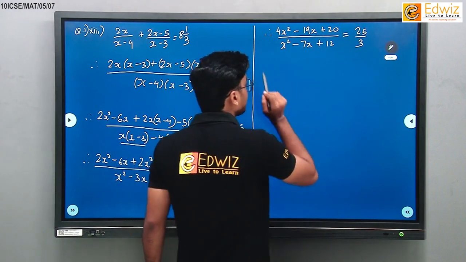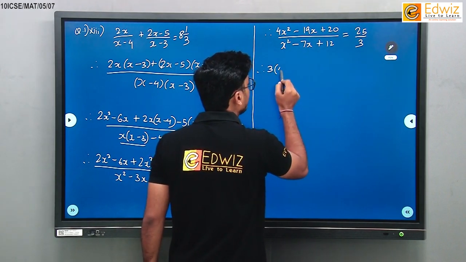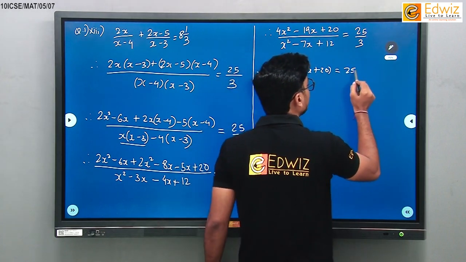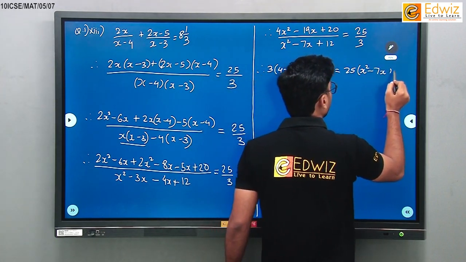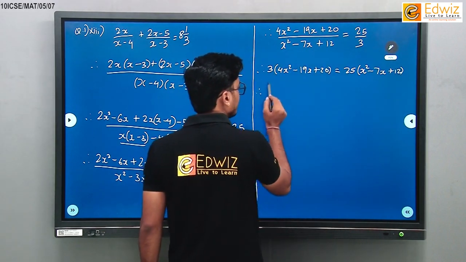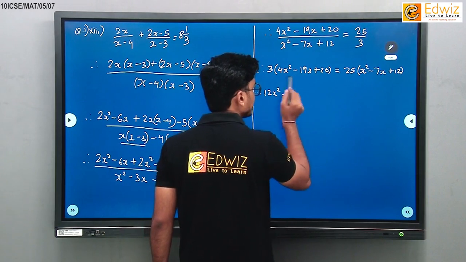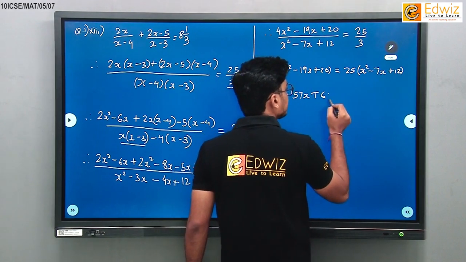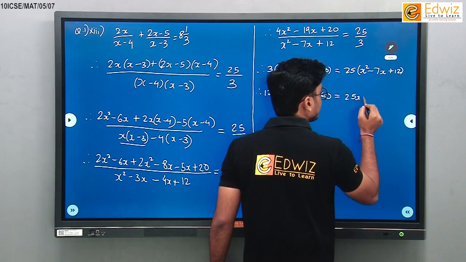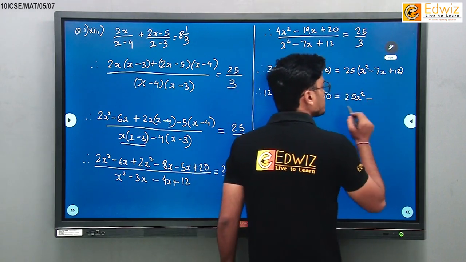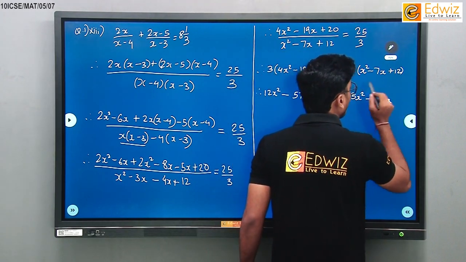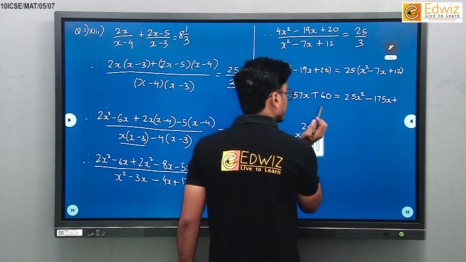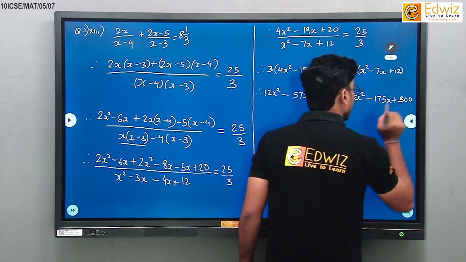Once again we can cross multiply these two. So 3 multiplied by 4x square minus 19x plus 20 equals 25 multiplied by x square minus 7x plus 12. Open the brackets. This is 12x square minus 3 into 19 is 57x plus 3 into 20 is 60 equals 25x square minus 25 into 7 is 175x plus 25 into 12. If we calculate 25 into 12, it is 300.